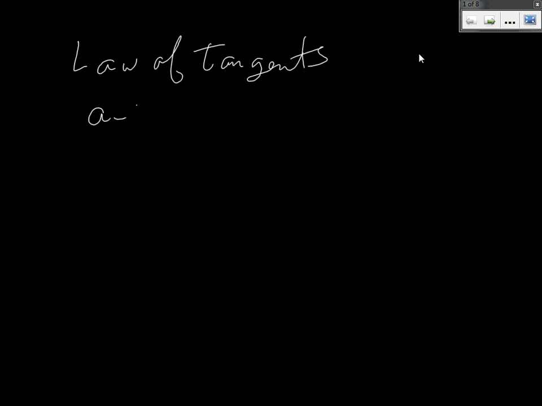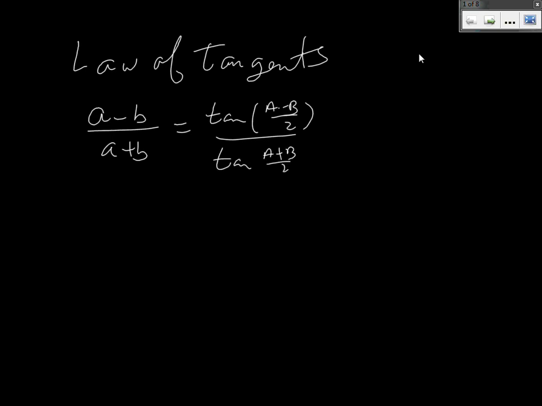Going to prove some not so famous laws. Going to first look at the law of tangents, which says in any given triangle that (a minus b) over (a plus b) is nothing more than the tangent of (a minus b) over 2 divided by the tangent of (a plus b) over 2.